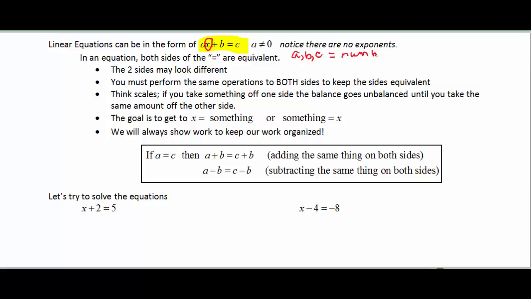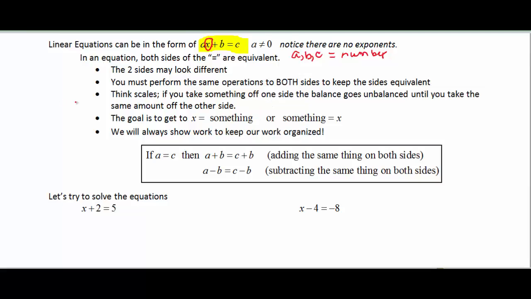Okay, so it won't have a whole bunch of variables, just one variable. Everything else is filled in with numbers. But a can't be 0, otherwise we just have b equals c. Okay, so when we look at an equation, we need to remember that both sides are supposed to be equivalent. They may look different, but they are the same thing on both sides.